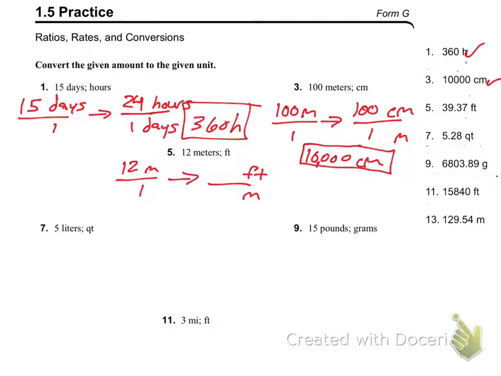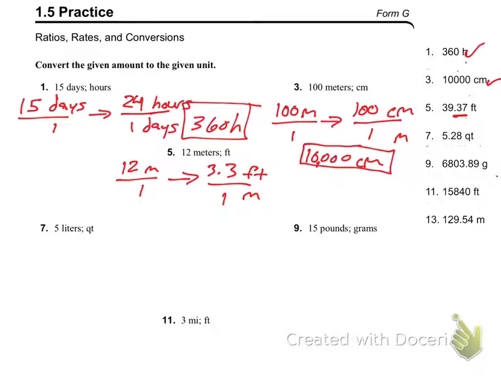Nope, I was wrong. So 1 meter is going to be 3.28084. I'm going to round to the nearest tenth, so that's about 3.3. Then in my calculator, I do 12 times 3.3, and I get 39.6. It's going to be a little bit off because I rounded, and that's okay.